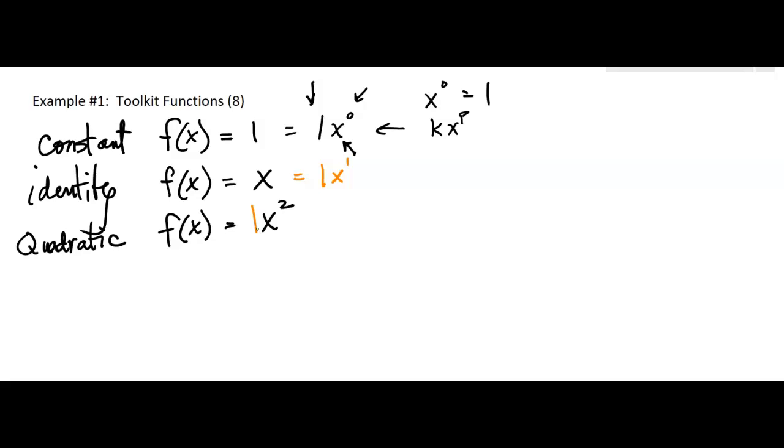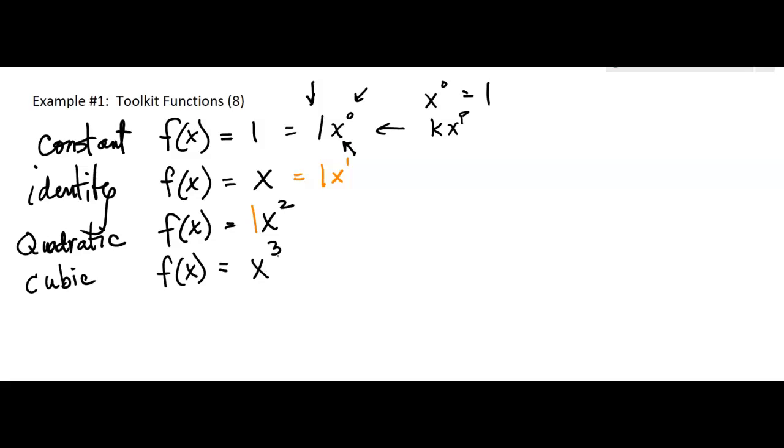Okay, so we did the quadratic, now the cubic function. The cubic function says f of x equals x to the third power. Again, you could put a 1 in front of it, but you have a coefficient that's real, a power that's real. It's all good. Power function.